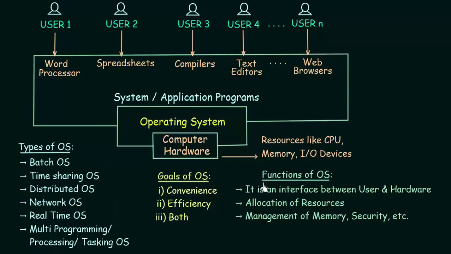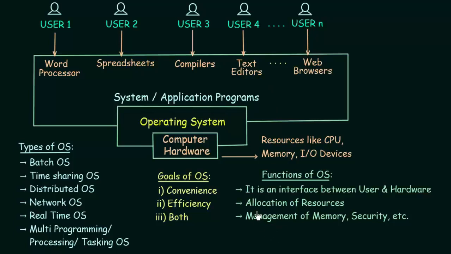And then let's see what are the functions of the OS. The main functions of the OS are, number one, it is an interface between the user and the hardware. Yes, we just saw that right now. We have users here and we have the hardware here, and it acts like an interface between the user and the hardware.